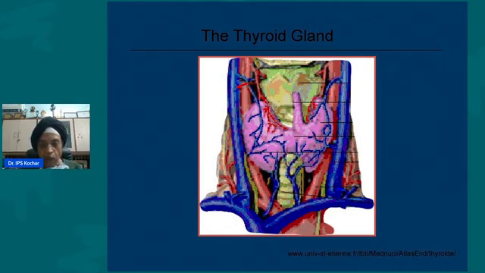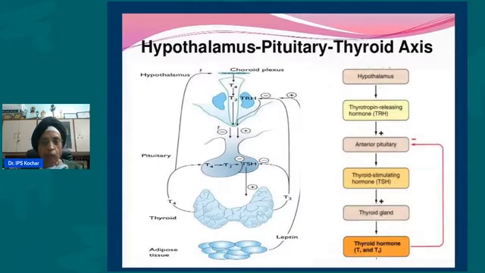If you see the physiology, there is an axis between the hypothalamus, pituitary and thyroid. This is one of those endocrine systems which has a very good feedback mechanism. The hypothalamus produces thyrotropin releasing hormone, which acts on the anterior pituitary, causing release of TSH, thyroid stimulating hormone, which acts on the thyroid gland to produce thyroid hormones T4 and T3. That is how it works.